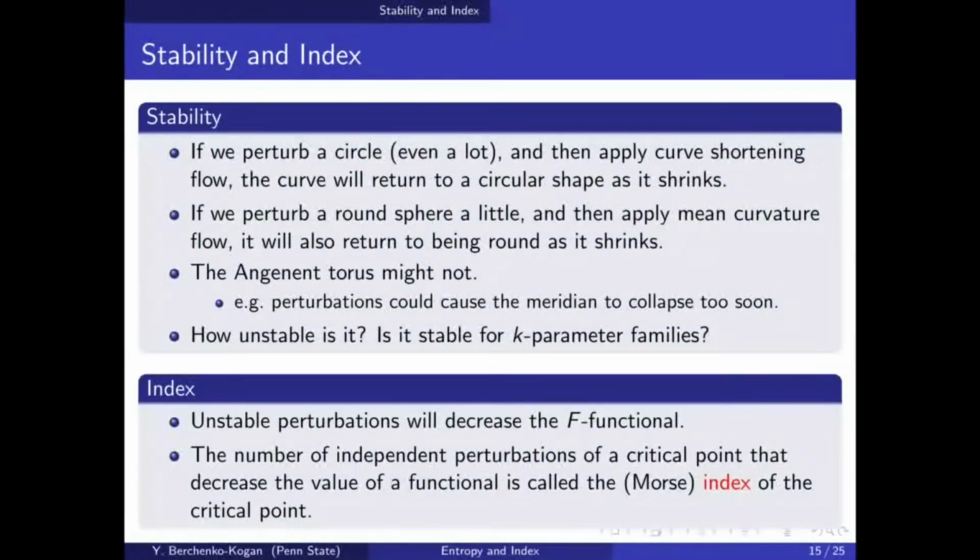And finally, we have a crater. There, it's once again flat, and that's stable. There is now a zero-dimensional space of ways you can go to decrease the F functional. So the dimension of this space of directions you can go to decrease your functional, that is the Morse index of the critical point. That's what we're looking to understand here in the case of self-shrinkers, which are critical points for the F functional. What is the index of that critical point?